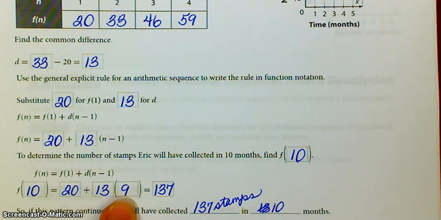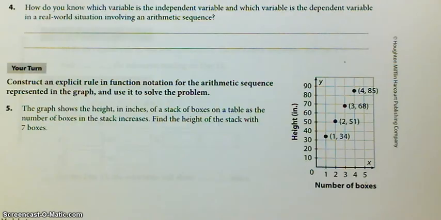So f of 6 equals 100 plus 50 times 6 minus 1. 6 minus 1 is 5. 5 times 50 is 250, plus 100. And they're going to spend $350 for 6 months at that gym.